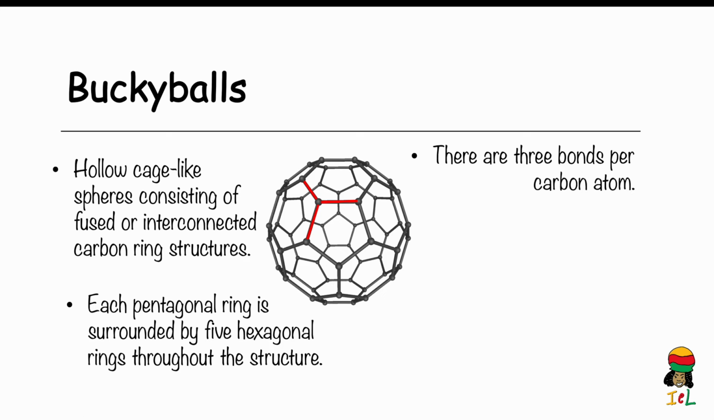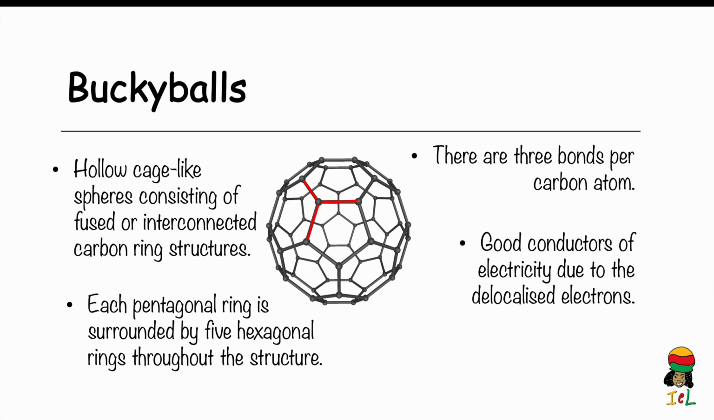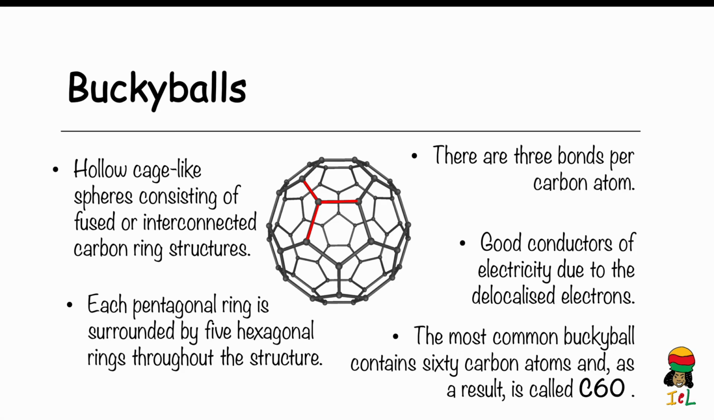Therefore, each carbon atom within the structure has 1 free electron, and that is so because only 3 of the 4 valence electrons were used in bonding, and hence there's 1 electron remaining free to move around, and we say that the electrons are delocalized because they are moving around. Buckyballs, as a result, are good conductors of electricity due to the delocalized electrons, and most buckyballs contain 60 carbon atoms. As a result, they are called C60.